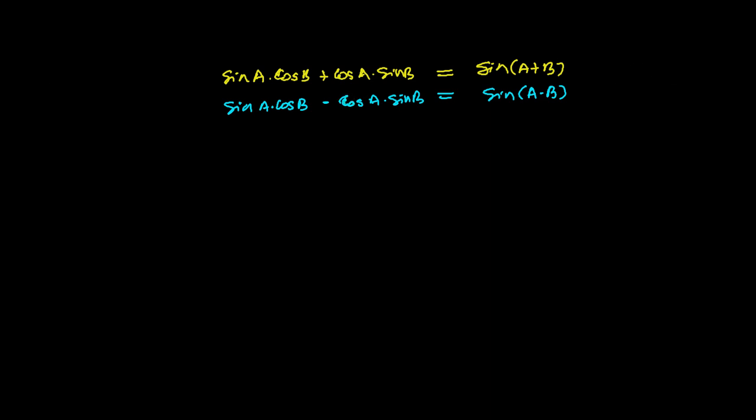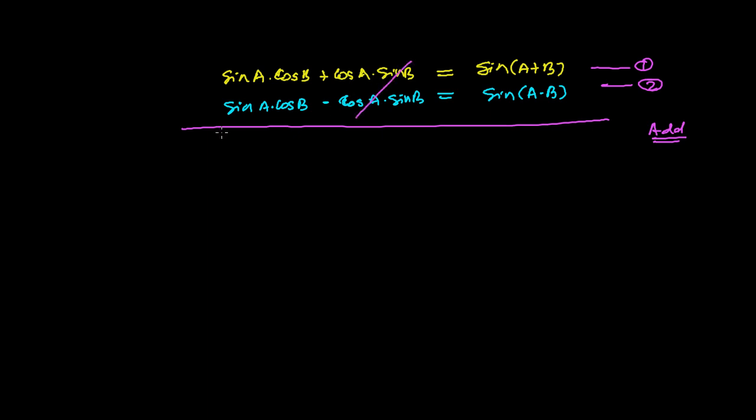And here what I'm going to do is label this one as 1 and this as 2, and see what will happen if I add these two. If we add these two, see, cos A sin B and minus cos A sin B will cancel out, and we'll get sin A cos B. How many do we have? 2. So 2 sin A cos B equals sin(A + B) plus sin(A - B).